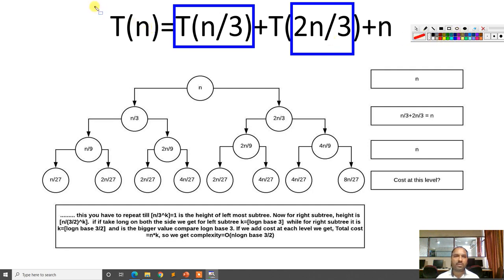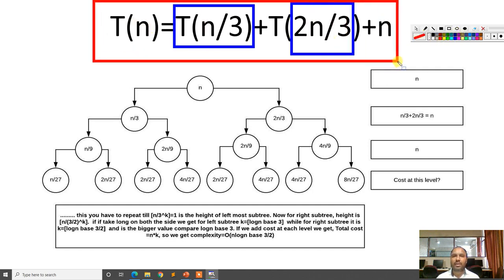What is the recurrence equation? T of n is equal to T of n by 3 plus T of 2n by 3 plus n. If you remember the very first step, we have to consider the second term as the root node. So we have written this as the root node. Again, for the left child, n is to be replaced with n by 3.